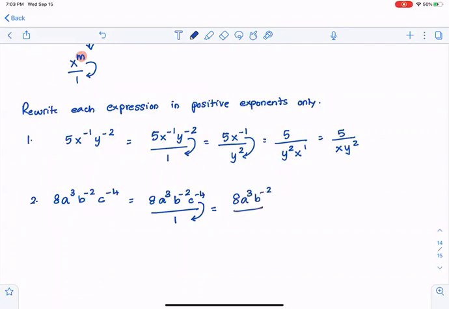C raised negative 4 would now become c raised positive 4. Move b raised negative 2 from the numerator to the denominator. You will have a raised negative 3 divided by c raised 4 multiplied by b squared.